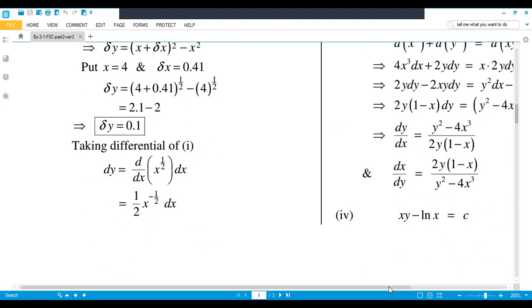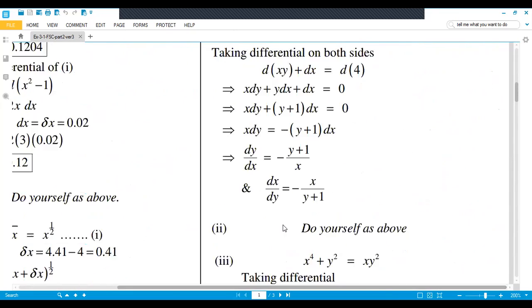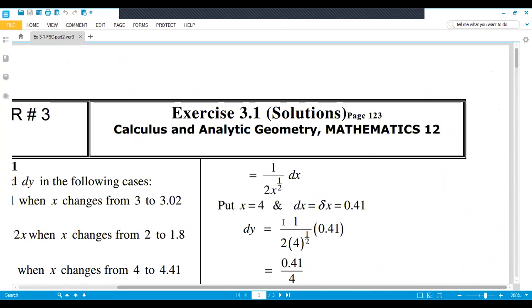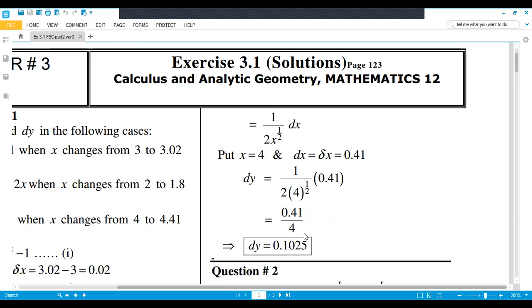Now you put the value of x and dx. Delta x and dx are the same. So you put the value of x as 4 and dx as 0.41. Now 4 power 1 over 2 is 2. So 2 times 2 is 4. So 0.41 divided by 4 is dy that you will get. So in this way you have to solve.